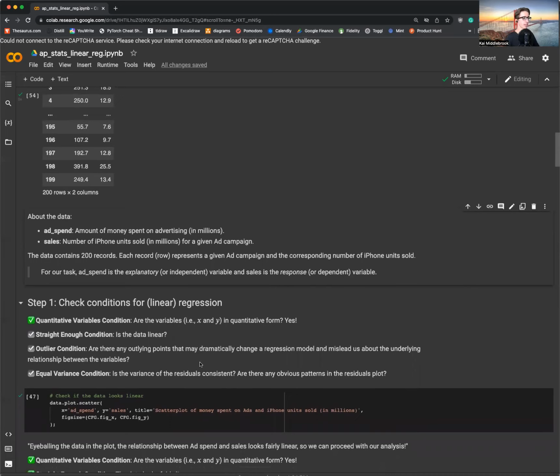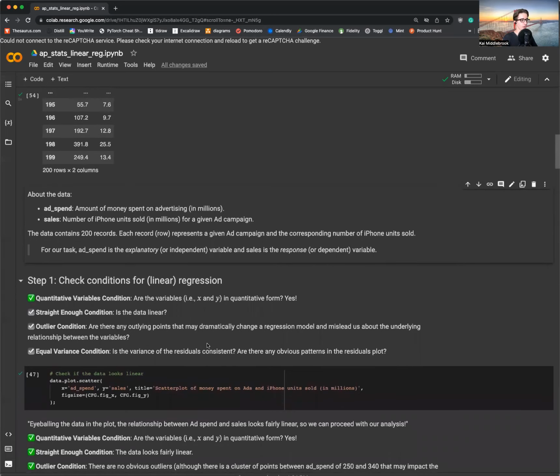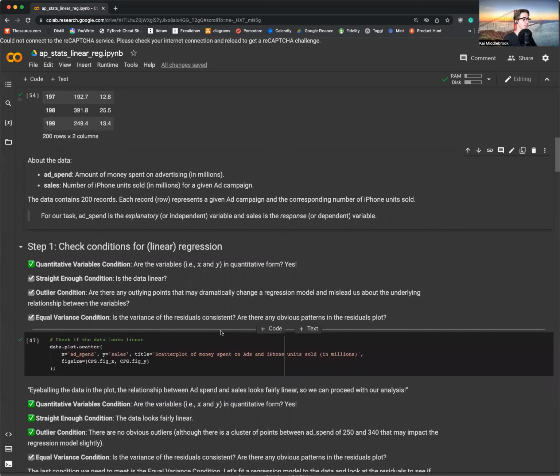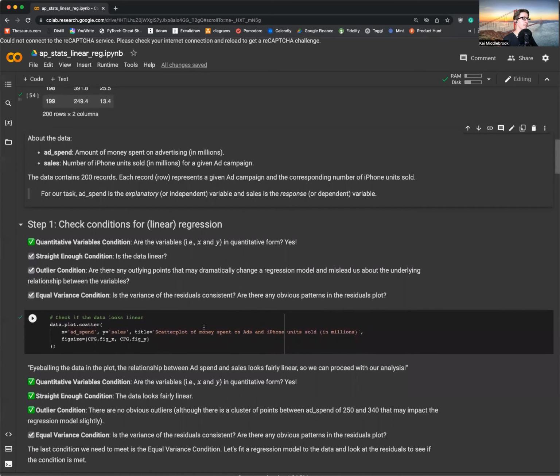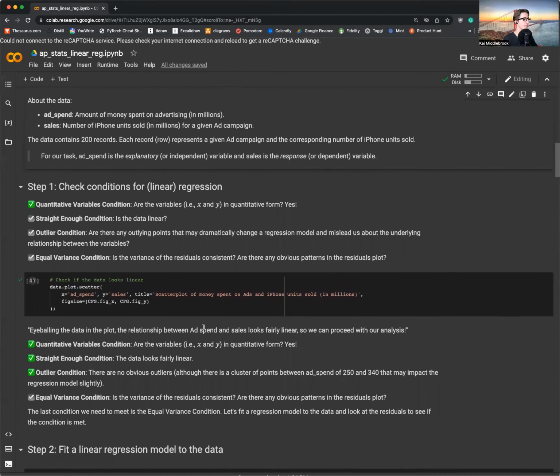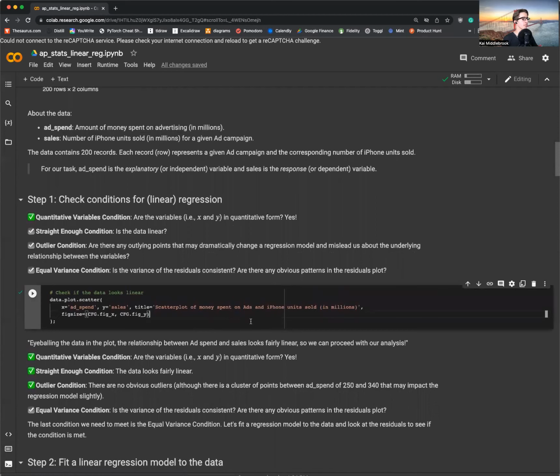And then the last thing we need to check is our equal variance condition. So, are there any obvious patterns in our residual plot? Do they look relatively normally distributed, things like that. So we need to make sure that the residuals show no patterns and that they're equally spread across the positive and negative around 0. So cool. The first step to meeting these conditions is let's plot our data.